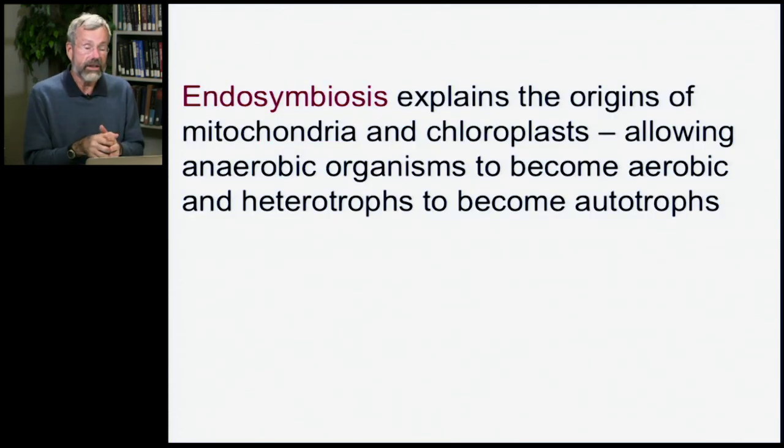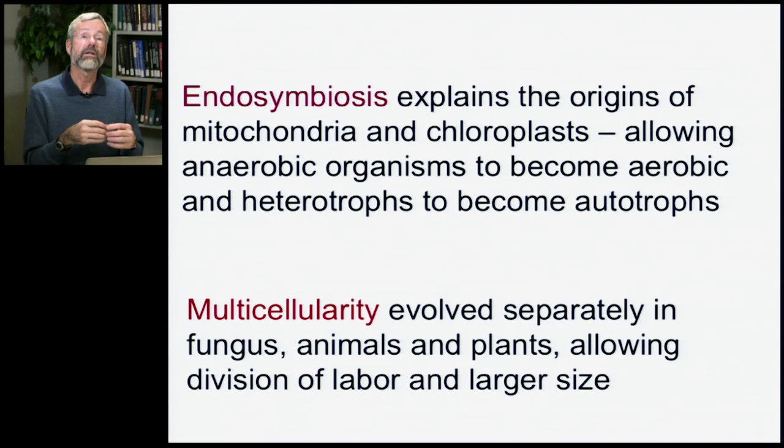So, what we've seen in this section first is endosymbiosis. And this explains the origins of mitochondria and chloroplasts, allowing anaerobic organisms to become aerobic and some heterotrophs to become autotrophs. We've also seen multicellularity, which evolves separately in fungus, animals, and plants, allowing a division of labor amongst the cells and much, much larger size.